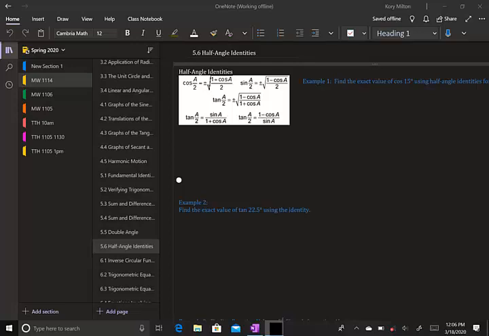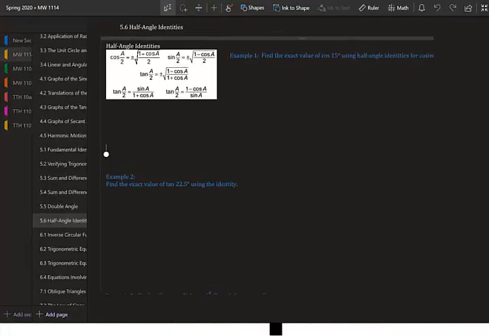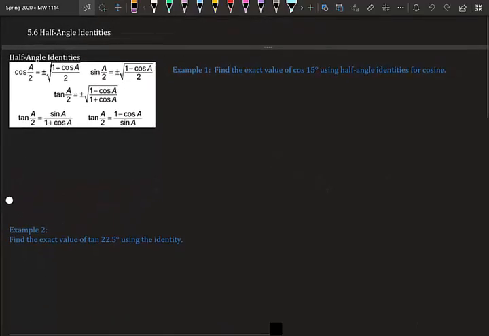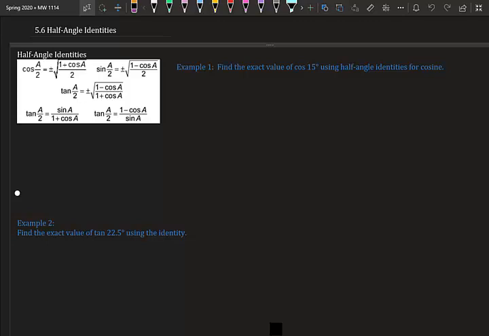5.6 half angle identities. Alright, so we have double angle identities, now we have half angle identities. So here are our identity formulas. You can read them, right? Like I've said, I know you're very confident on when to use what. Okay, so let's find the exact value of cosine 15 degrees using half angle identities for cosine.